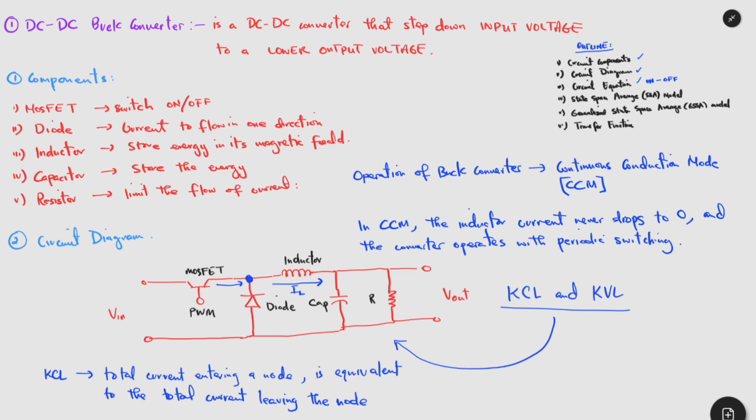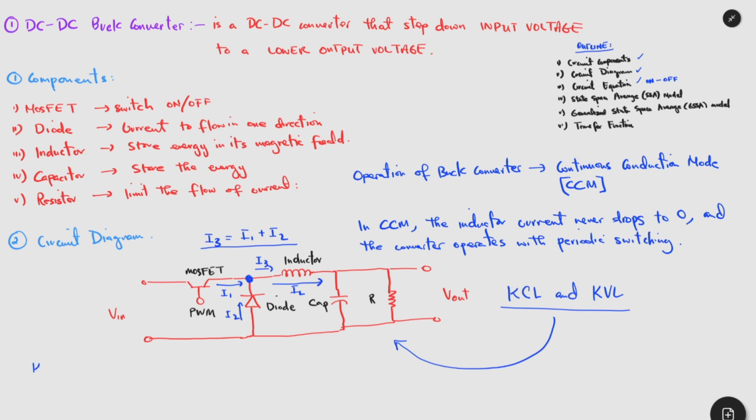So if we have I1 passing through this node, and also we have I2 passing through this node, and the output will be I3. So we will see how this equation plays an important role in the derivation of this buck converter. And we can see that now I3, which is the total current leaving the node, is equivalent to I1 plus I2. And this is the basic understanding about a KCL, or the Kirchhoff current law.